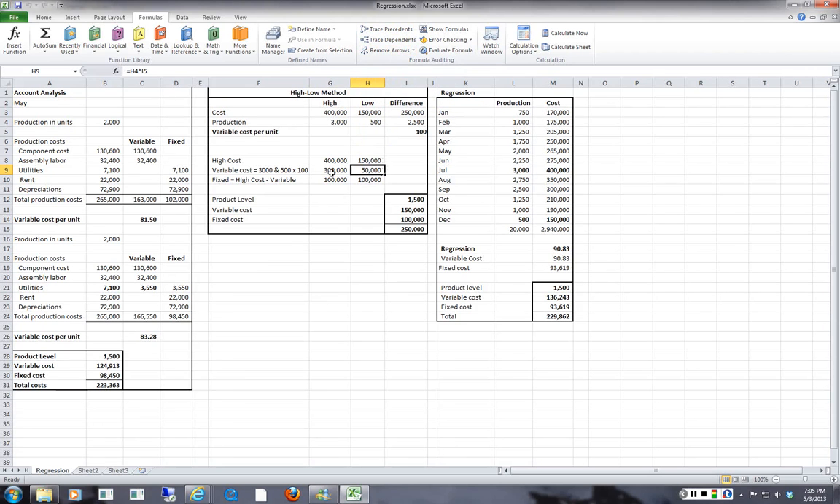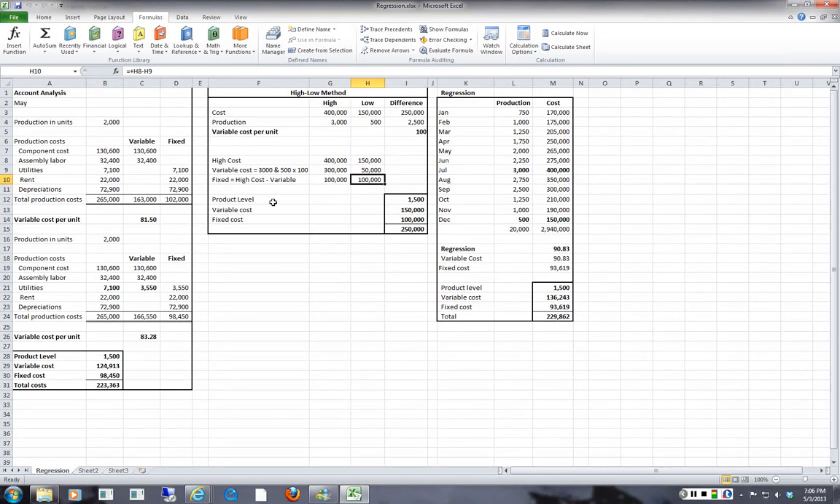So now we take the difference. This is the variable cost. We take that variable cost of 300,000 for the high, subtract it from the high of 400,000, and we come up with a fixed cost of $100,000. And the fixed cost comes up the same way for the low. We take this 50,000, which is our variable cost, and we subtract that from the total cost, and we come up with a fixed cost of 100,000. So now we've got this 100 and we've got this fixed.